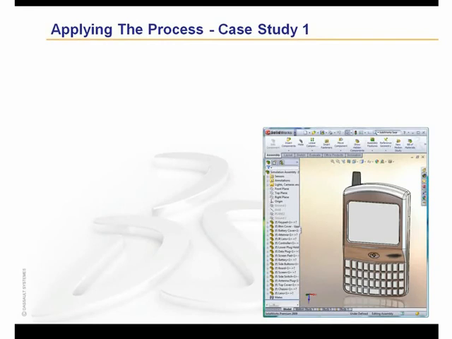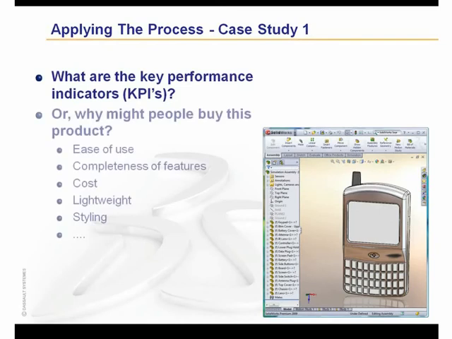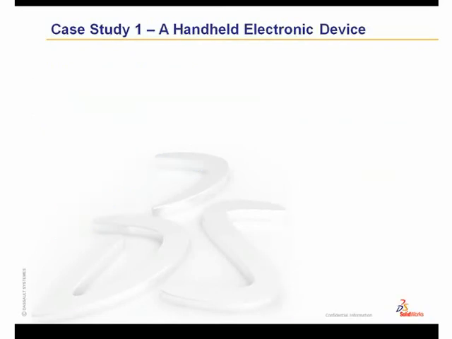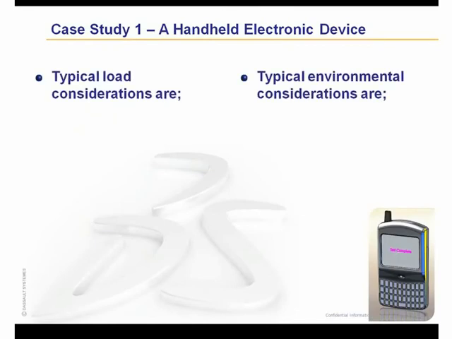The first thing we're going to consider are the key performance indicators for this product. Or put it another way, why do people buy this product? Is it the ease of use, the completeness of the features, the cost, its weight, the styling? Depending upon the product, this list can be never ending. But once we have this list, can we then turn these key performance indicators into quantifiable items that we want to measure and improve? We can then look at how the product might be used and where it might be used. Again, splitting it up into load considerations and environmental considerations.